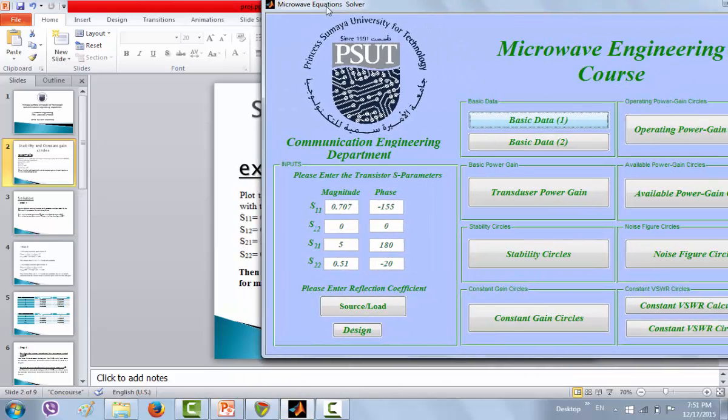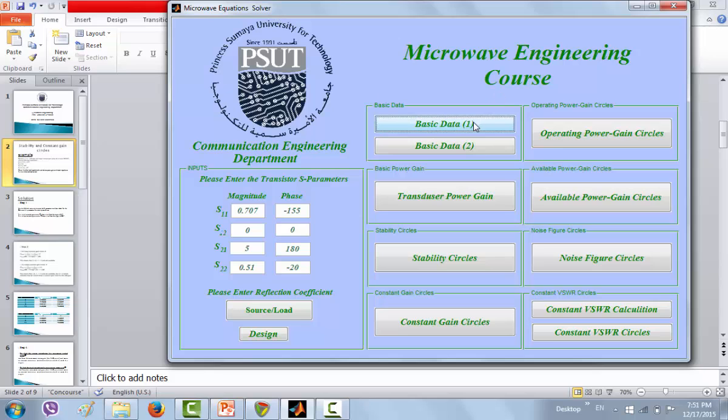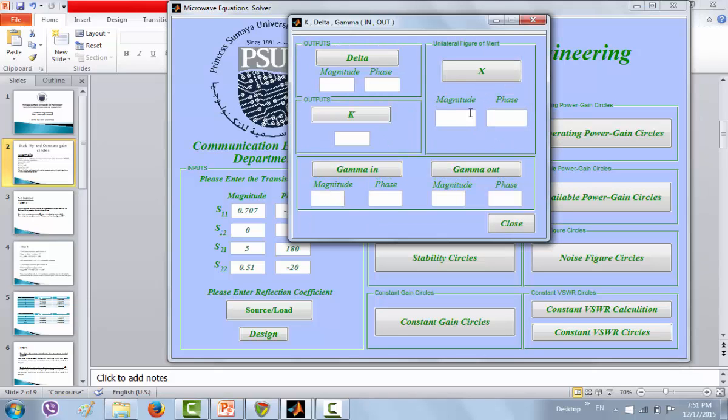Now, to check for stability, first we go to the basic data button and find the delta. It's obvious that the delta magnitude is 0.4, which is less than 1, and this satisfies the stability condition. Second, we find the K parameter, and it is infinity, which means that the system is unconditionally stable.